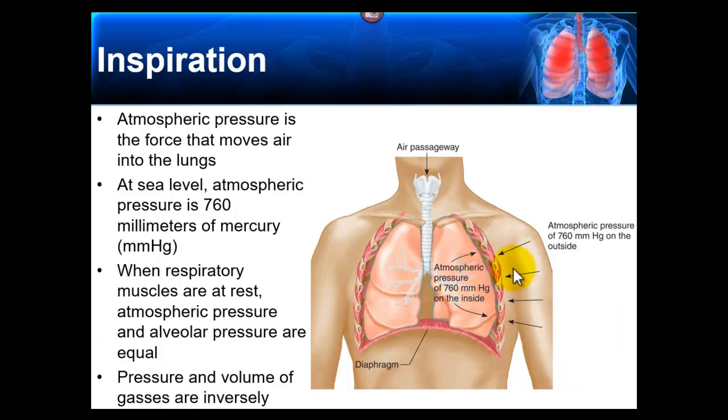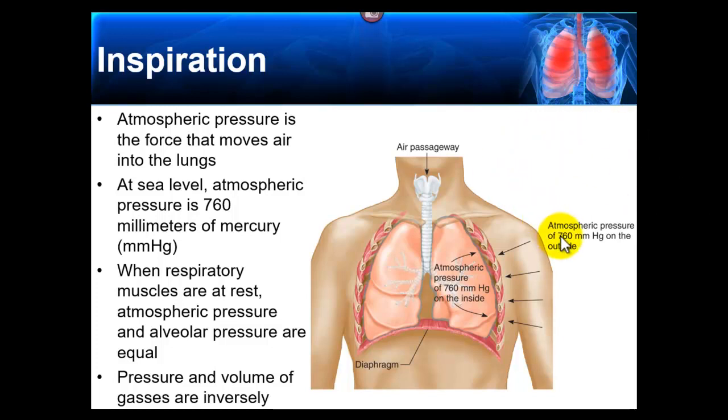Now, what this picture is showing, and I'm sorry about the writing being so small, is that 760 millimeters of mercury is the atmospheric pressure at sea level. And it's showing the exact same number here, and that's accurate. When a person is not breathing in and the muscles involved with breathing are not working, the pressure in the chest and the atmosphere is exactly the same.